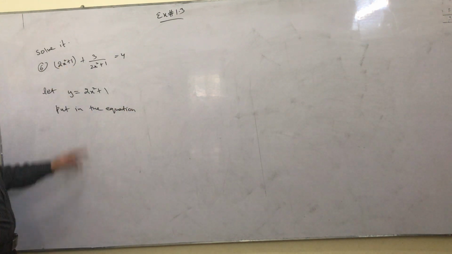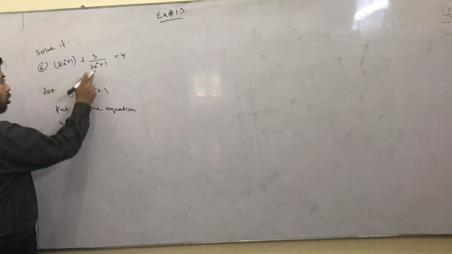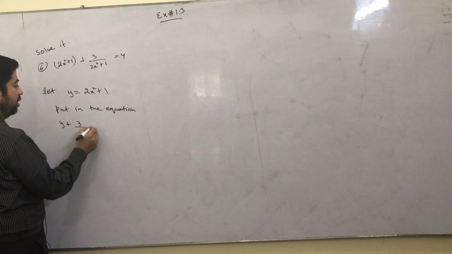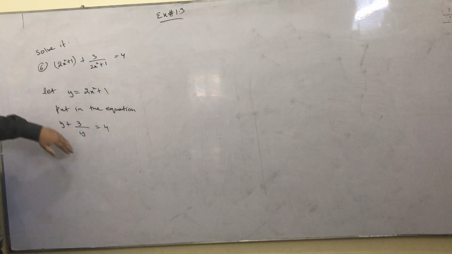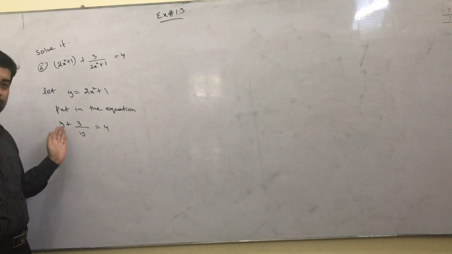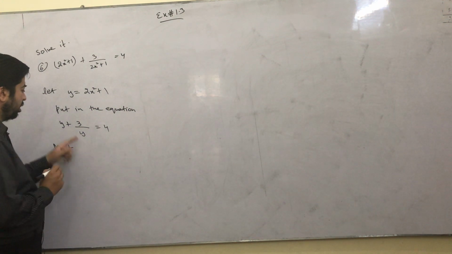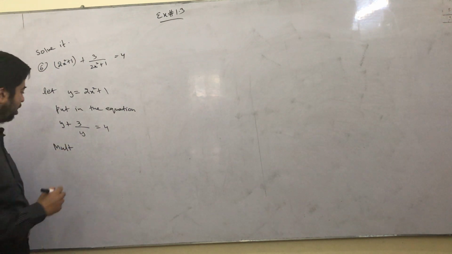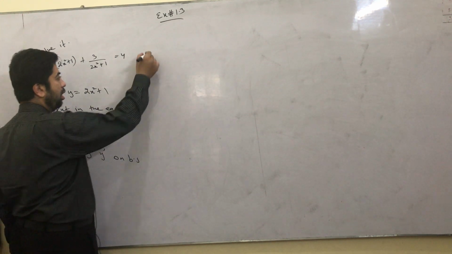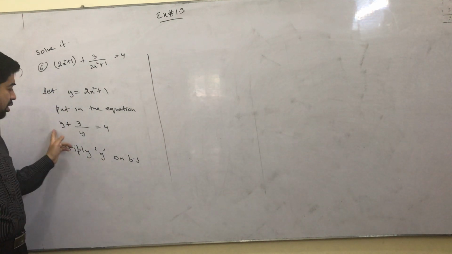After putting this in the equation, instead of 2x square plus 1, you have to write y plus 3, and in the denominator it is also 2x square plus 1, so instead you have to write y, is equal to 4. Now this question becomes this question. You can take the LCM or multiply y on both sides. What is the LCM of this whole equation? It is only y. Multiply y on both sides.